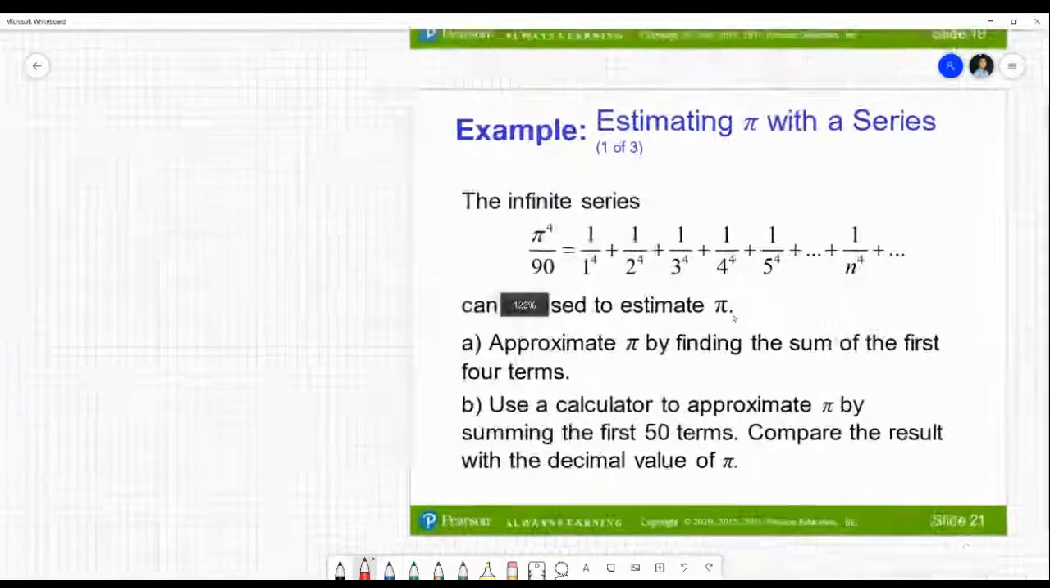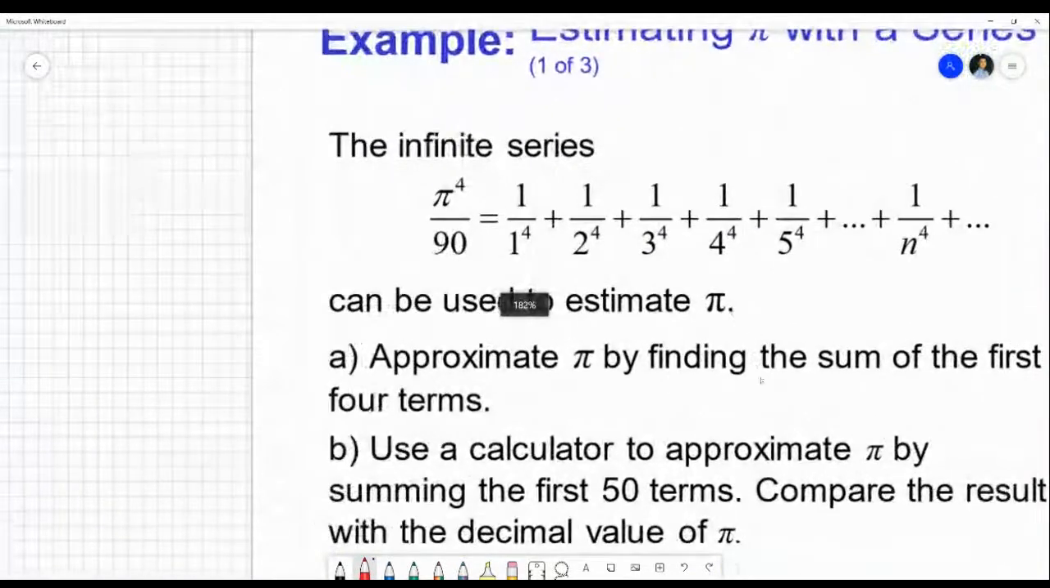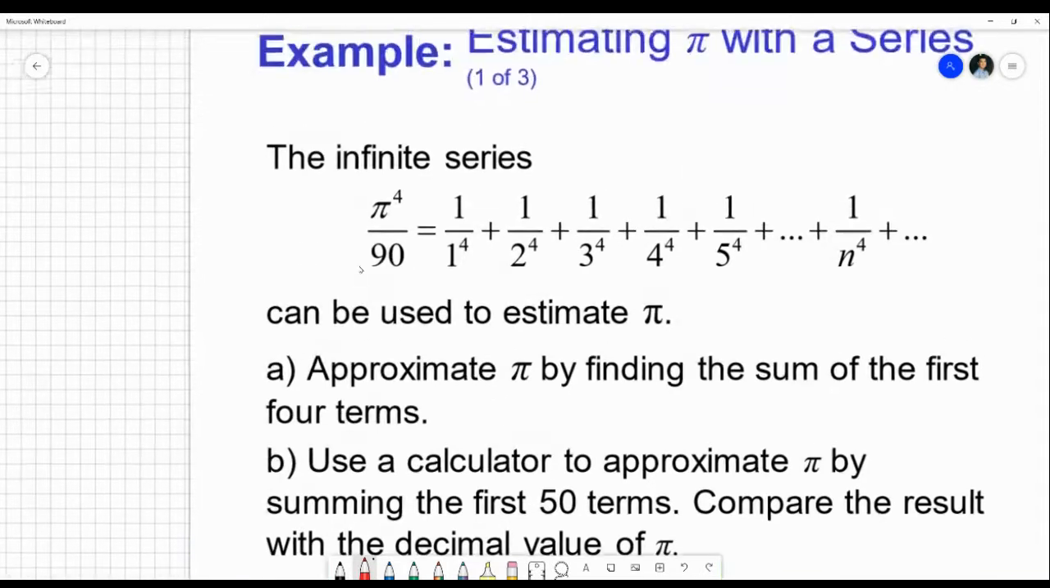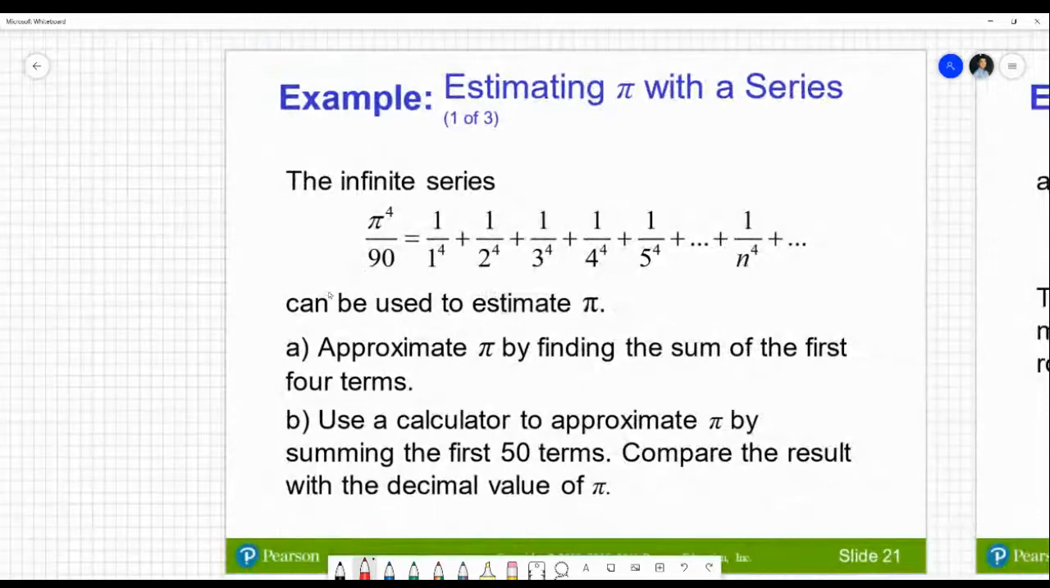Okay, let's talk about an infinite series. Okay, so we have this infinite series to approximate pi. So we're going to approximate pi by finding the sum of the first 4 terms. And then we're going to use a calculator to approximate pi by summing the first 50 terms. All right, so let's look at the sum of the first 4 terms. So let's see if you can recognize the pattern here.